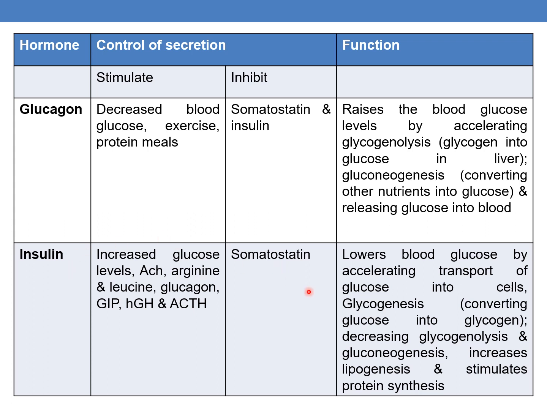The function of insulin is to lower the blood glucose by accelerating the transport of glucose into cells. That is glycogenesis, converting glucose into glycogen, and then decreasing the gluconeogenesis. It accelerates glycogenesis and decreases glycogenolysis and gluconeogenesis, and finally increases lipogenesis and stimulates protein synthesis. These are the functions of insulin.